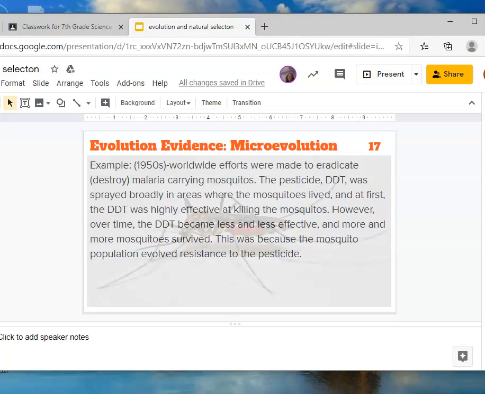Evolution evidence, or microevolution. An example: in the 1950s, worldwide efforts were made to eradicate or destroy malaria-carrying mosquitoes. The pesticide DDT was sprayed broadly in areas where the mosquitoes lived, and at first, the DDT was highly effective at killing the mosquitoes. However, over time, the DDT became less and less effective, and more mosquitoes survived. This was because the mosquito population evolved resistance to the pesticide.